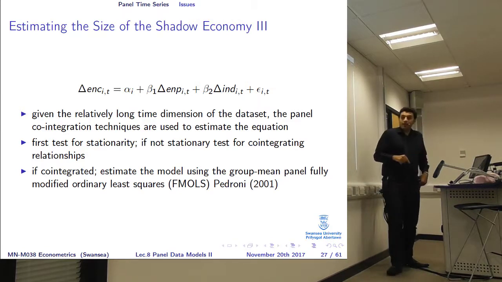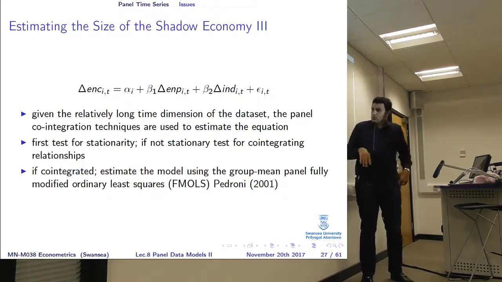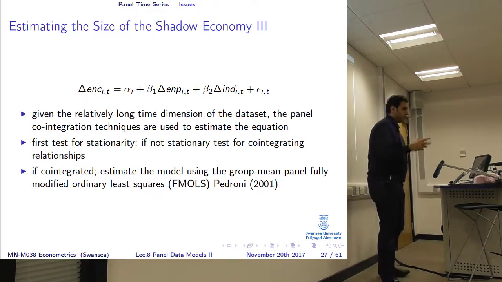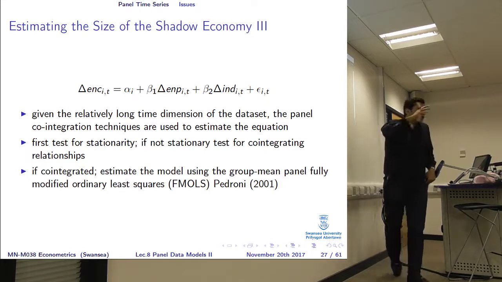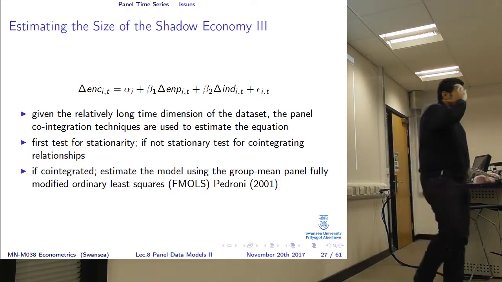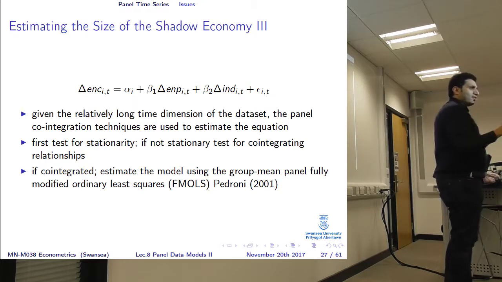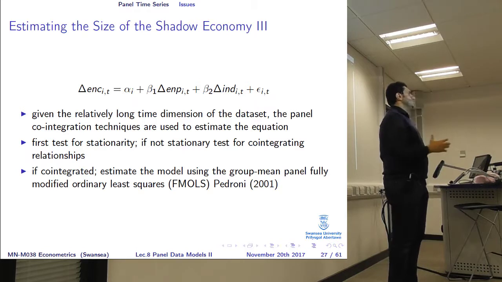fully modified OLS, ordinary least squares. It's just a long name. It's called MGFMOLS. That's the abbreviation, just a long one. But anyway, don't worry about that now. Just think about the main structure, so don't get lost in details. So we've got this equation with a long T, and we want to use panel cointegration techniques to estimate it.